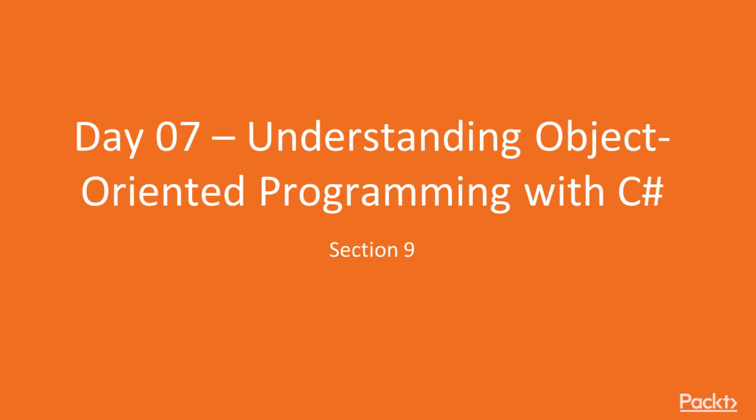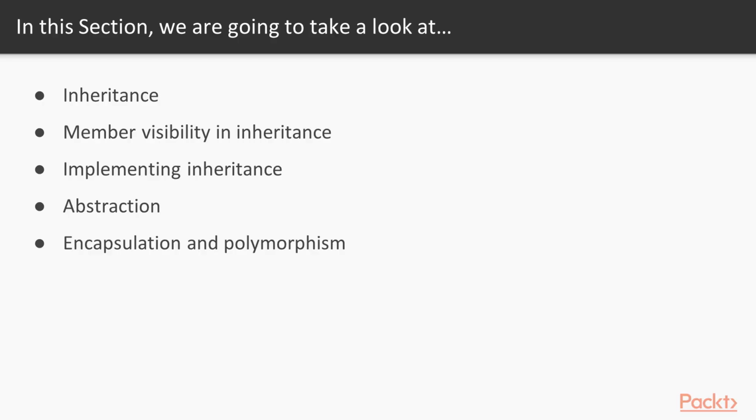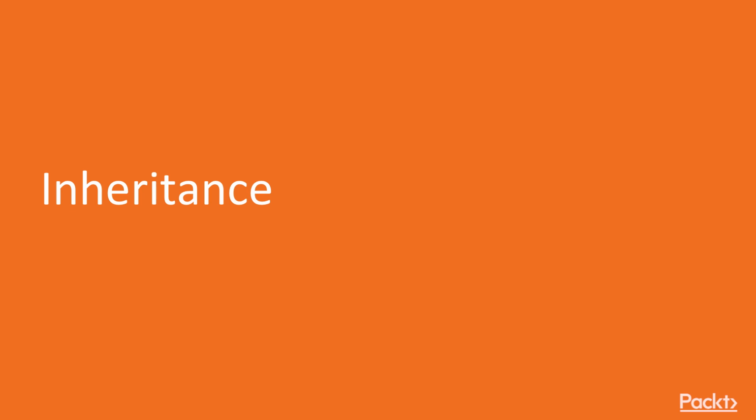Hi guys, welcome to the next section, Day 7, Understanding Object-Oriented Programming with C#. In this section, we will see inheritance, member visibility in inheritance, implementing inheritance, abstraction, encapsulation, and polymorphism. Now, we move on to the first video of this section that deals with inheritance.